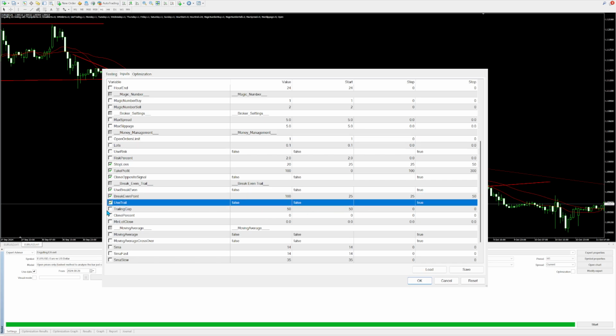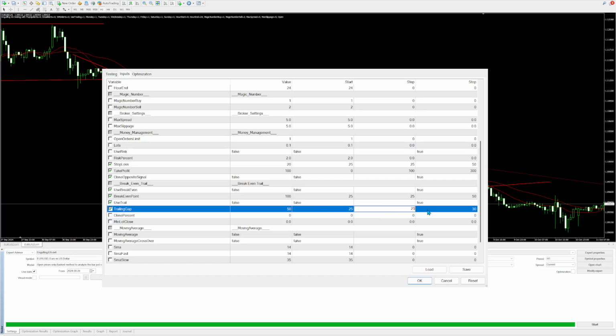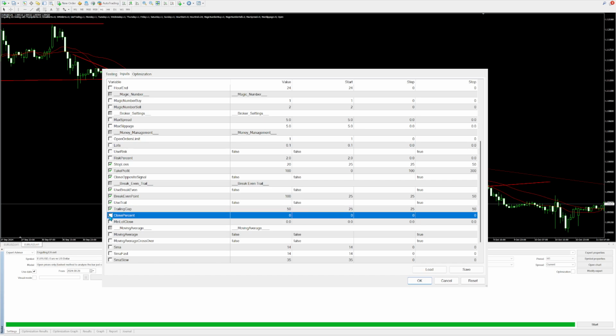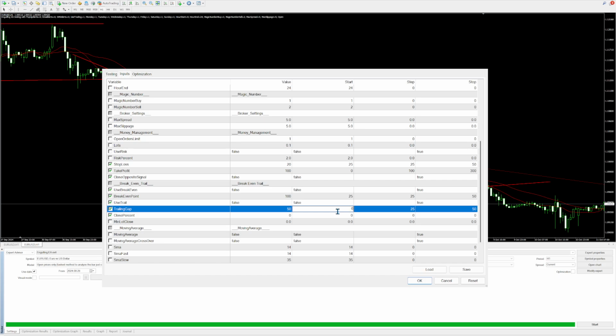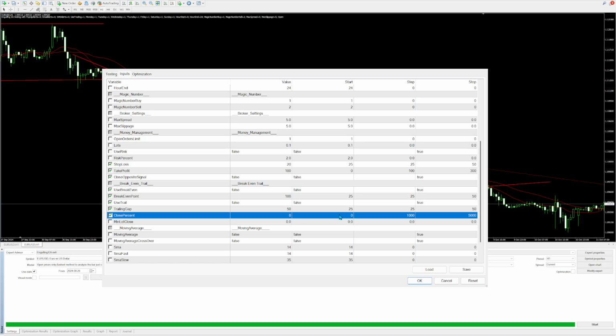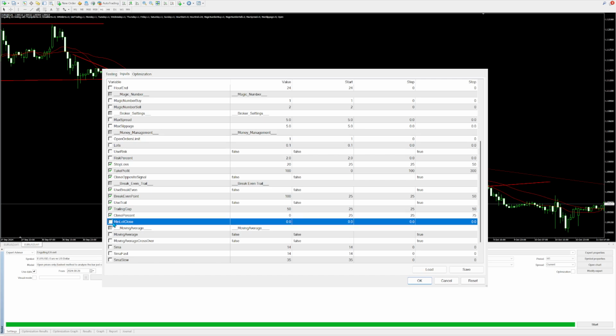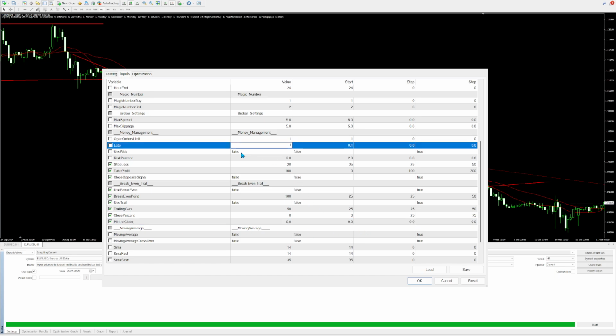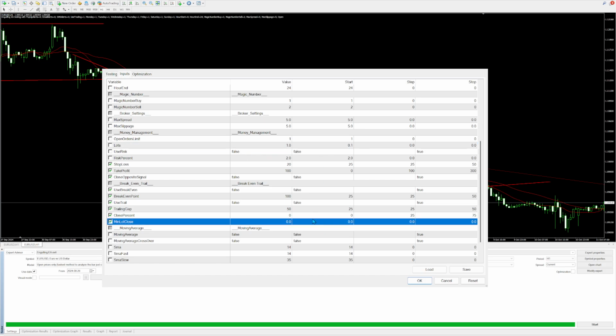Trailing stop, true or false. Trailing gap, 25, 50 again. Close percent, you can close 25, 25 up to 75. We'll start at 0 actually for that. Minimum lot to close. Well, if we set it to trade, let's just say 1 lot. Minimum lot to close, let's go 0, 0.25, and we'll stop at 1.25, which wouldn't close any other position.